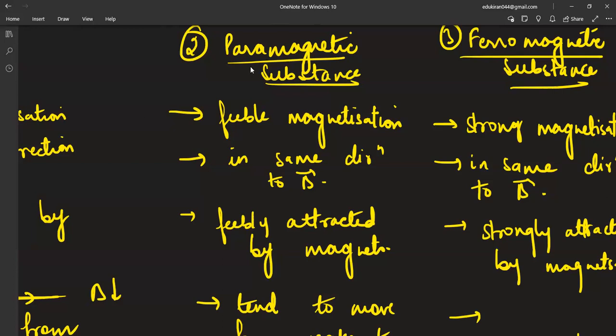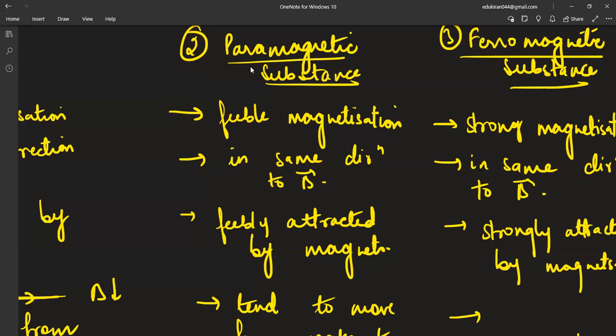So paramagnetic substances also have feeble magnetization. Feeble magnetization means weak magnetization. And the difference between diamagnetic and paramagnetic substances is that here the magnetization is in the same direction as the magnetic field. In diamagnetic substances, the magnetization is in the opposite direction. Here it is in the same direction of the magnetic field. This is what you have to remember.